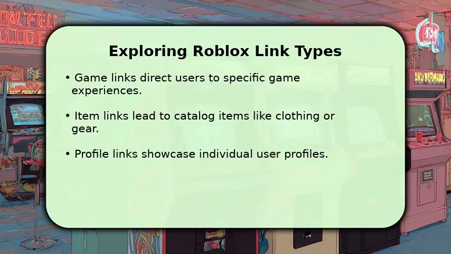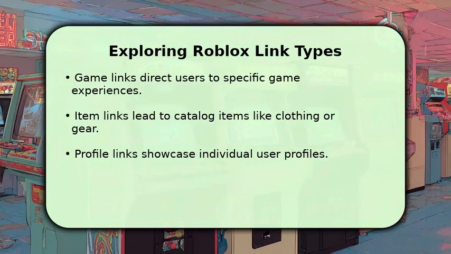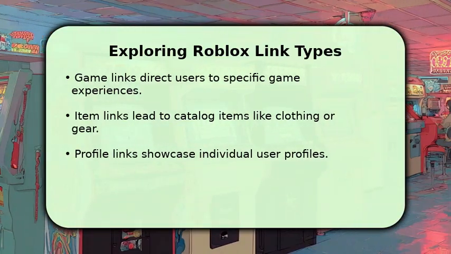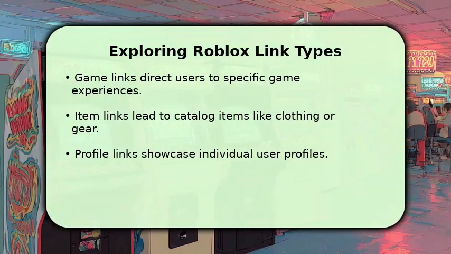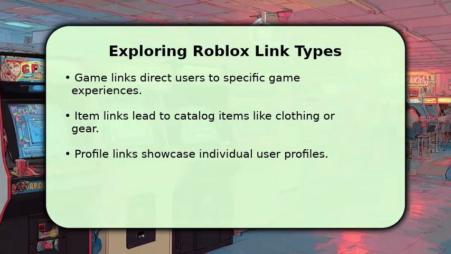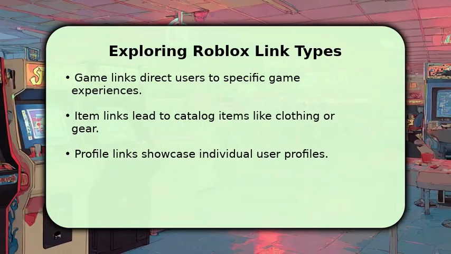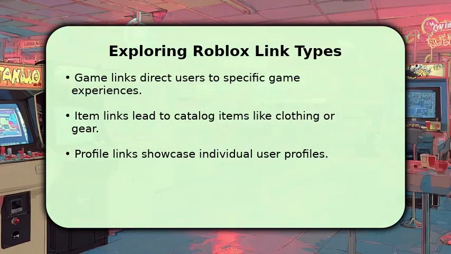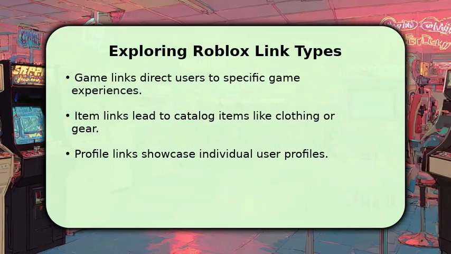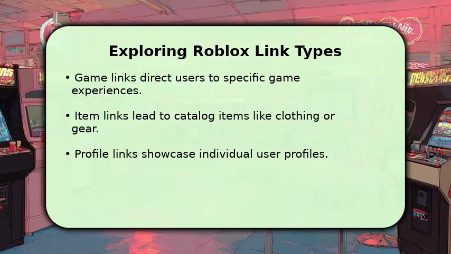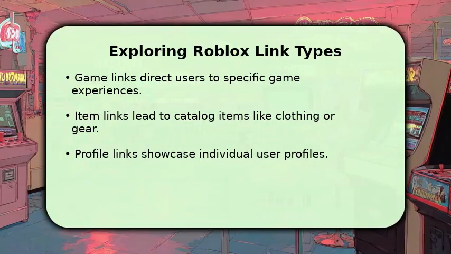Roblox links come in several key varieties, each serving a distinct purpose. Game links, for instance, whisk you directly into a specific experience, while item links guide you to unique catalog items like a new hat or a powerful tool. You'll also find profile links to explore other players' pages and group links to join communities. Knowing these types helps you quickly find exactly what you're looking for within the platform's expansive content.